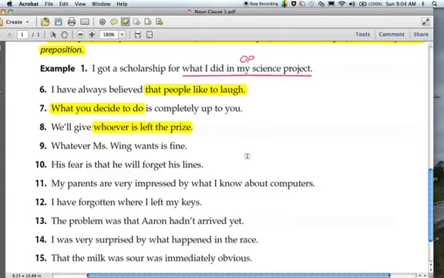Wait a second. I don't like that. I did a bad thing. We'll give the prize. I may have to look this one up, but I'm pretty sure. We'll give the prize is the independent clause. Whoever is left is the noun clause, and it's functioning as an indirect object. Because what are we giving? The prize, and who are we giving it to? Whoever is left. I don't need to look that up. Just by reasoning it out right here with you, I know I'm golden.